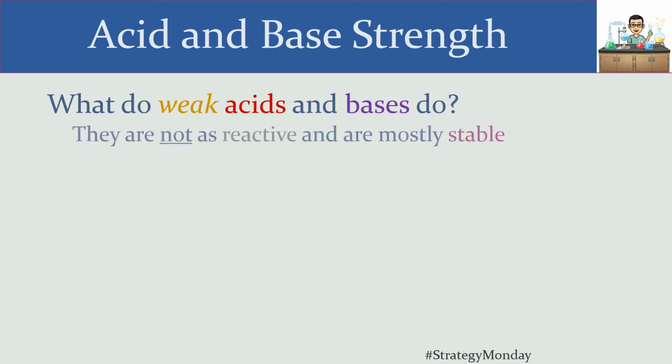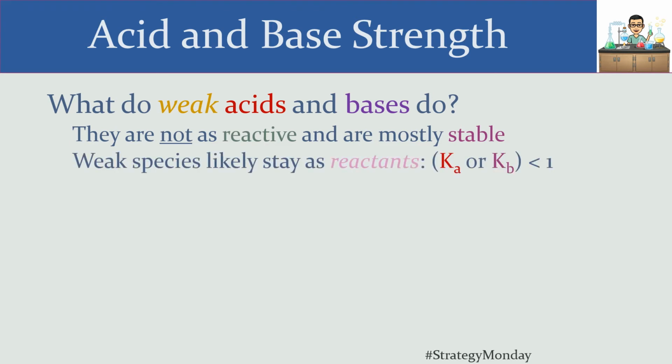So weak acids and bases, they're not as reactive. And a better or more positive spin on that is that these molecules are a lot more stable. Okay, so certainly one way to think of a weak acid or a weak base is to think of a stable molecule. It doesn't really change that much. And so weak species, they don't produce products. They like to stay as reactants. And so that means we're going to have a Ka or a Kb value that's less than 1.